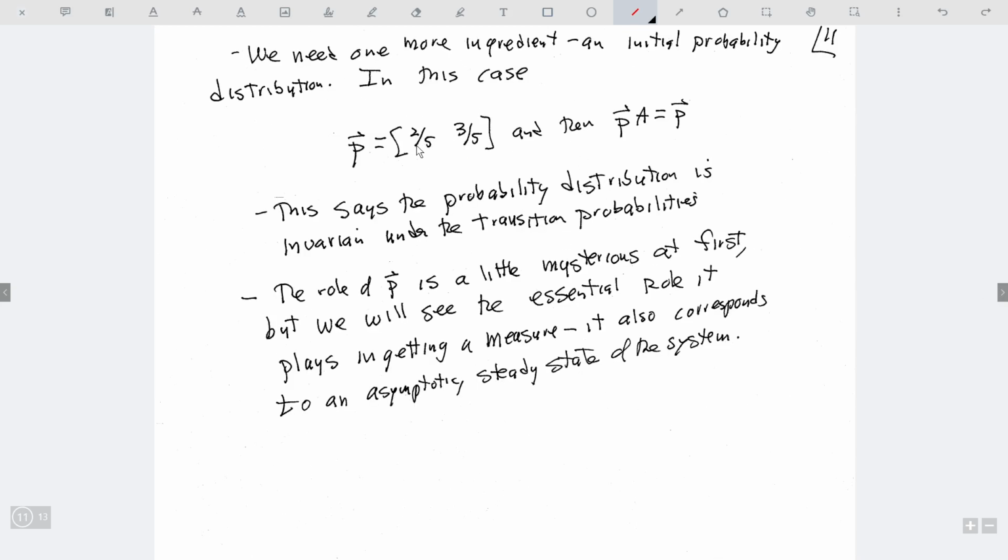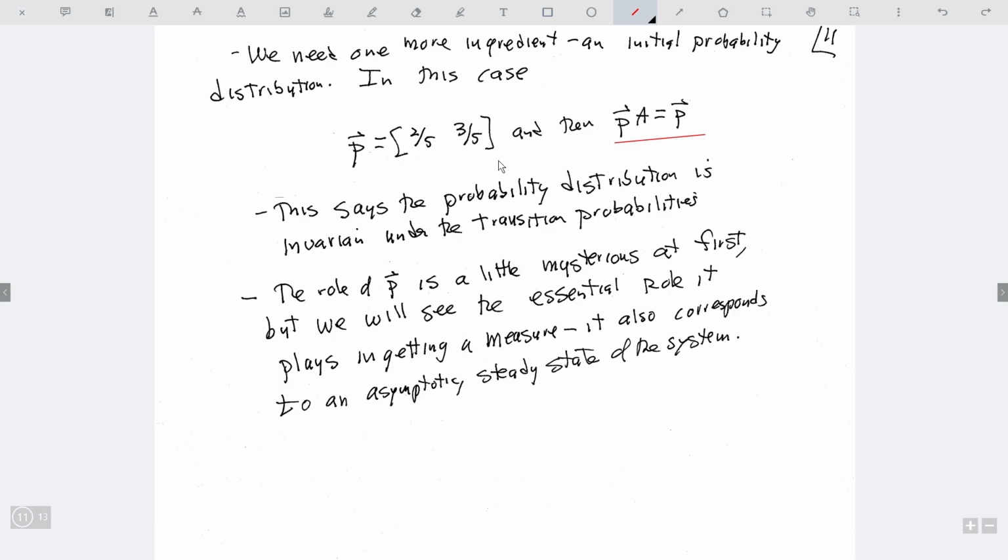I'm going to choose this probability, 2/5, 3/5, for a reason that'll be clear later. It has this nice important property that it's invariant under the transition probabilities. So if you come in with this distribution of probabilities, you pass it through the transition, you come out with the same. So it's like a fixed point of the transition probabilities. Or if you like, as we'll see, it's a left eigenvector with eigenvalue 1. So P is now a row vector here.